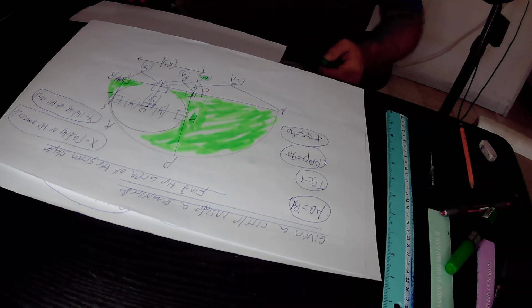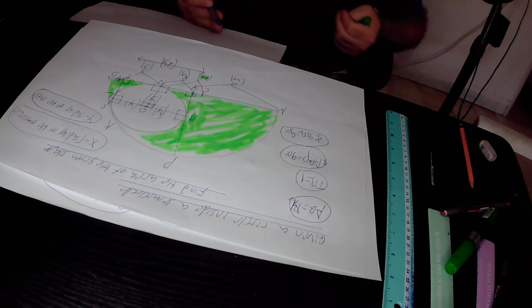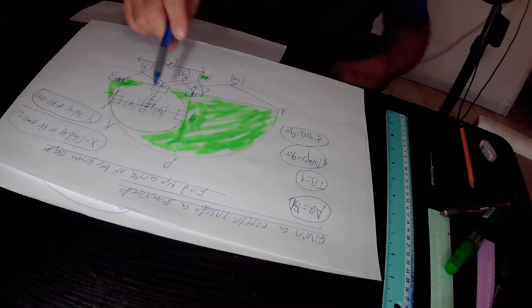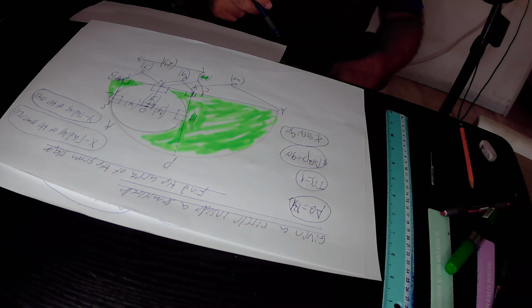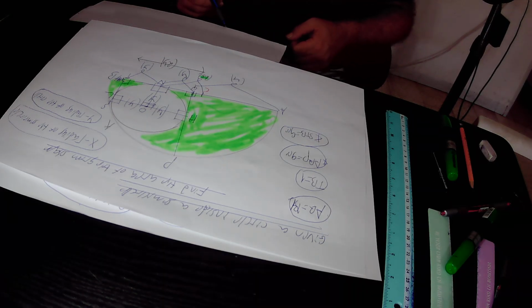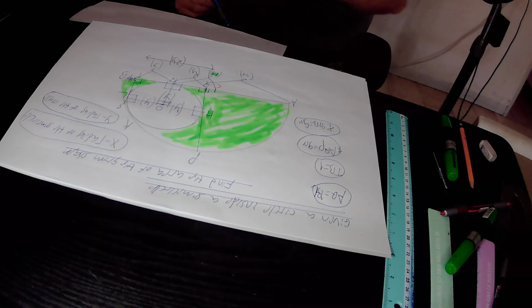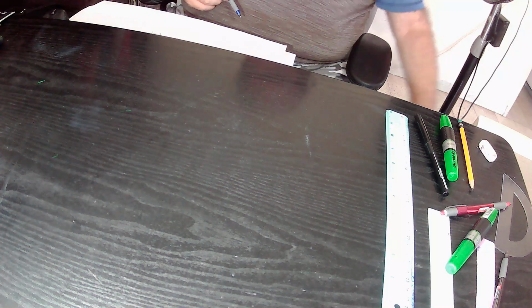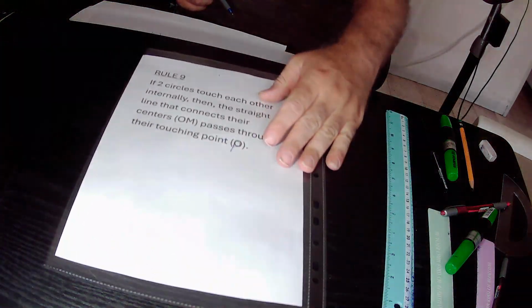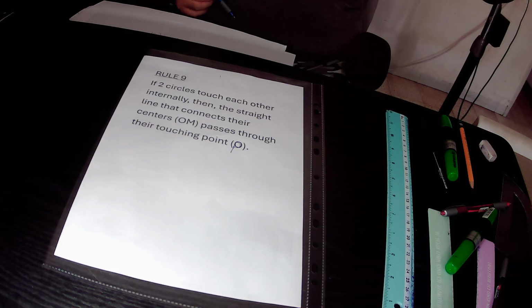In the drawing, the small circle touches the big semicircle at this point K. So we have an internal touch between the big semicircle and the small circle at point K. Whenever we have an internal touch between two circles or semicircles, we can implement the rule. According to it, if two circles touch each other internally, then the straight line that connects the centers passes through their touching point.